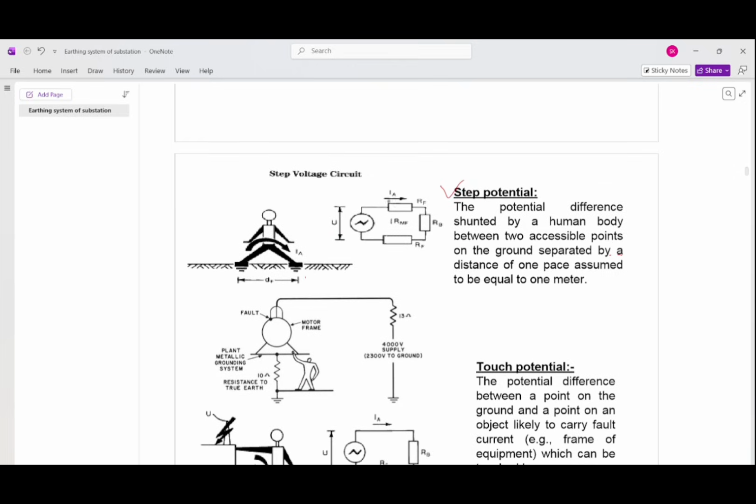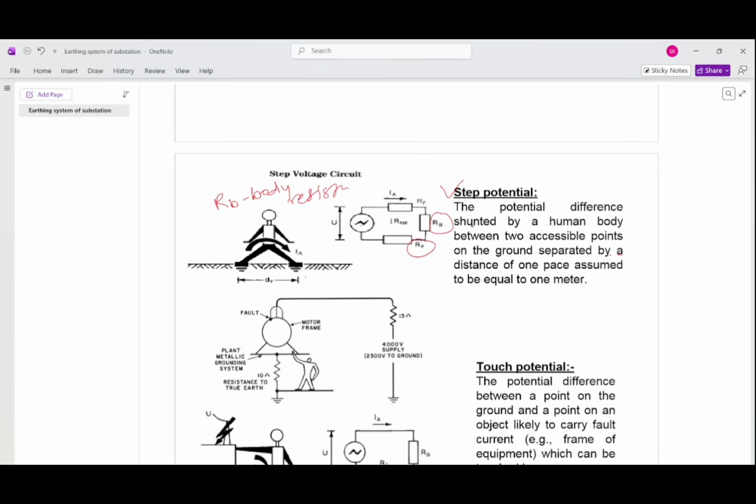Step voltage circuit is provided here. Is the source, it is the current, RF is the resistance, RB is the body resistance. So this is the complete circuit which is showing. RF is the foot resistance, I think.